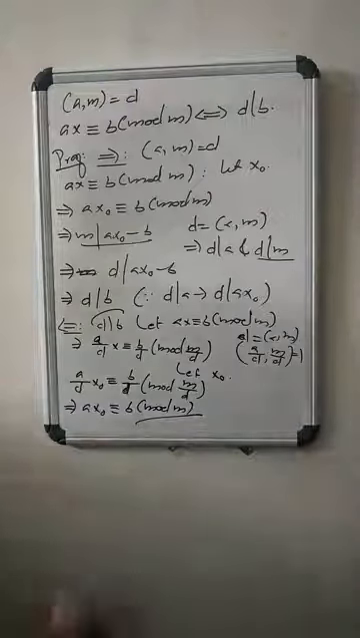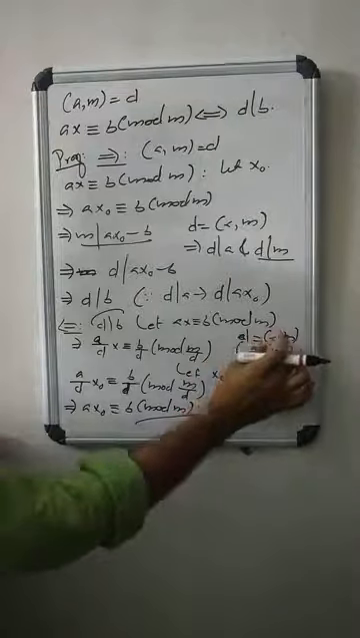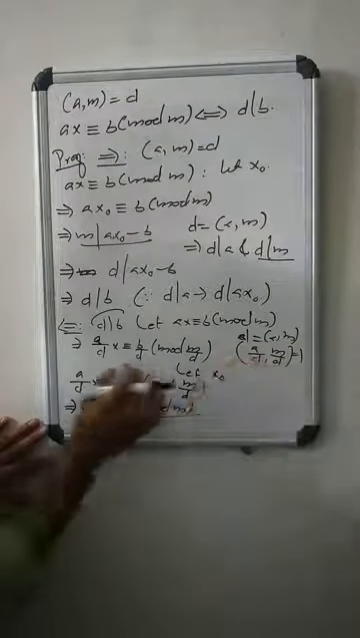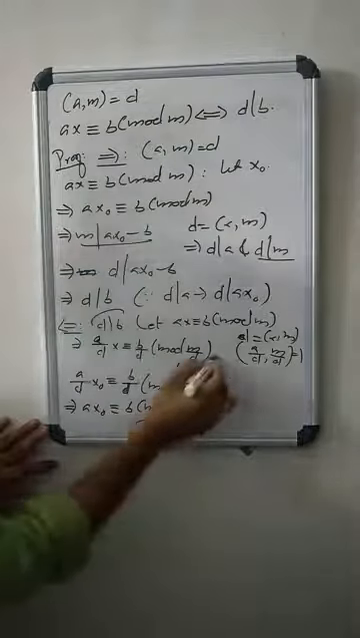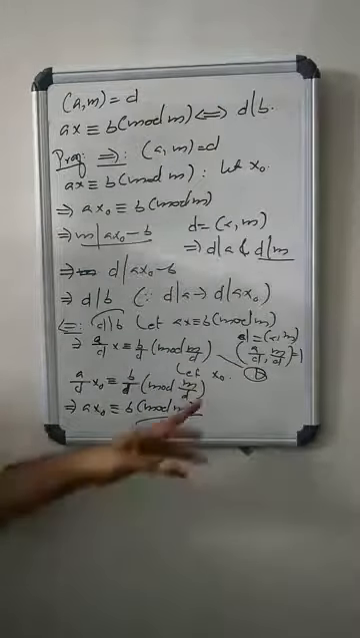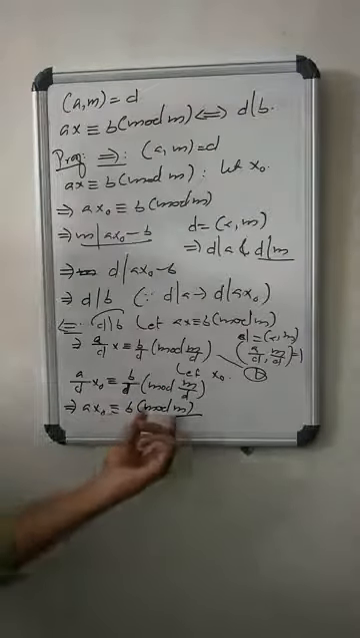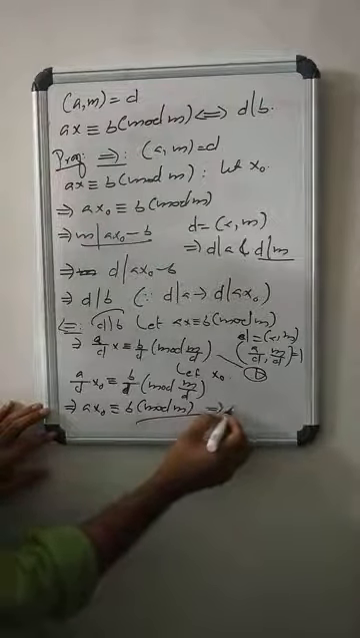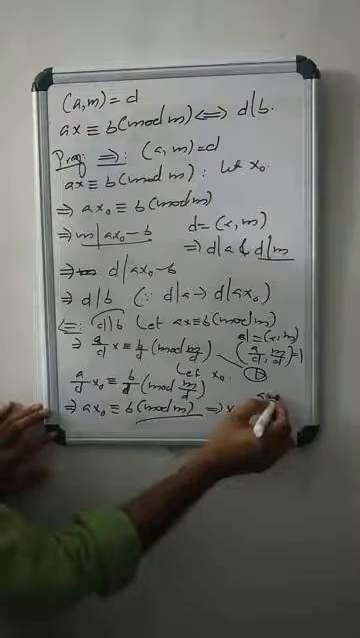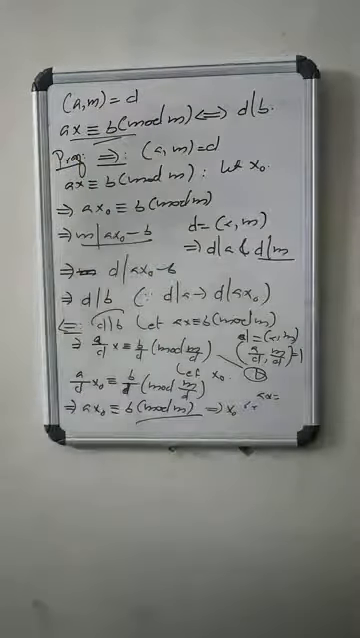When D divides B, consider AX ≡ B mod M. Since D is the GCD of A and M, A by D and M by D are relatively prime, so A/D X ≡ B/D mod M/D has a solution, let it be X naught. Then A/D X naught ≡ B/D mod M/D, and multiplying by D gives A X naught ≡ B mod M. So X naught is a solution of the linear congruence AX ≡ B mod M. That is what we reduce here.